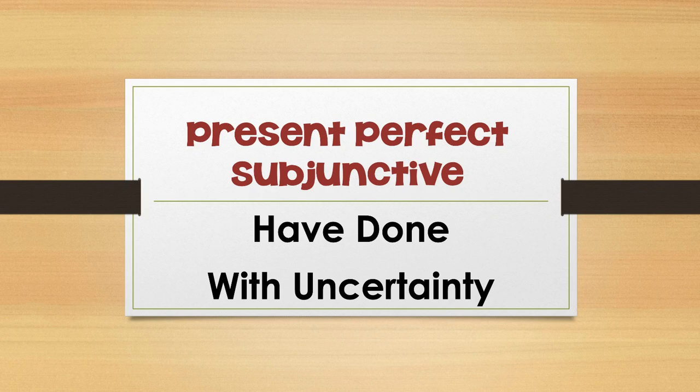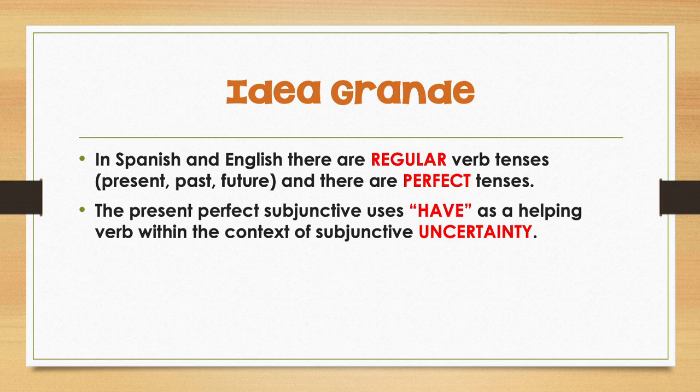Hello, today we're going to be unpacking the present perfect subjunctive. This is a verb tense that means "have done," but within the context of something uncertain, because subjunctive is uncertain, right? I'm going to keep these notes brief, so I want to encourage you to pause whenever you need to write something down. All right, let's start with our big idea.